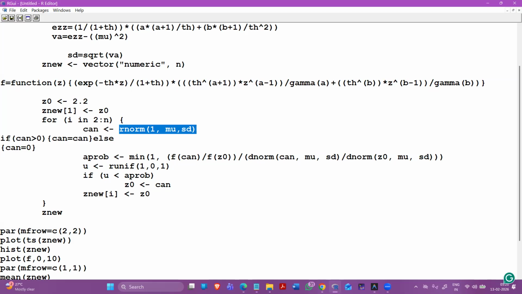So for that I am applying one condition: if the generated value can is greater than 0, it should be considered, otherwise it should take can equals 0. If it is negative, take it as 0. After that, I'm going to find the probability, that is the minimum of F12. That is basically what I'm going to do here.